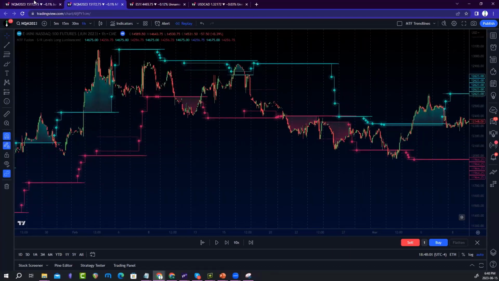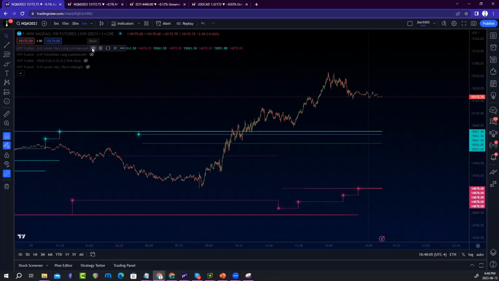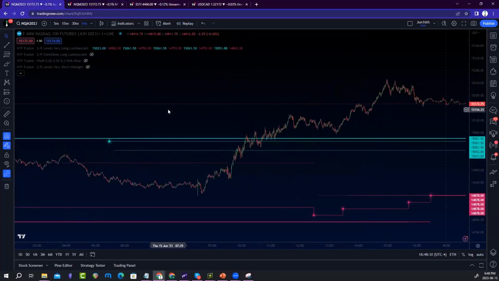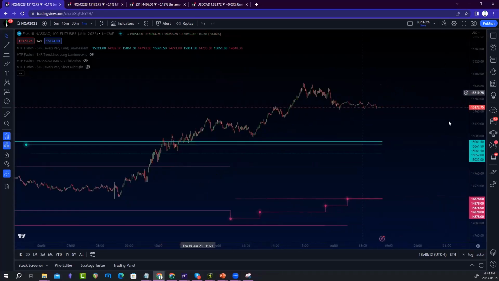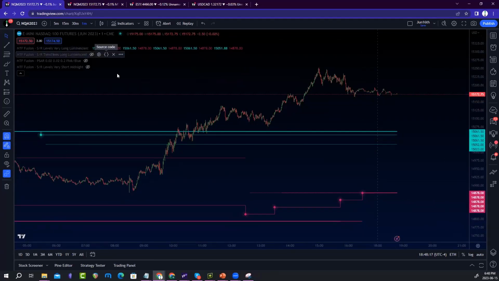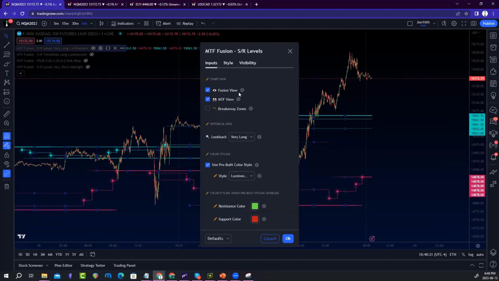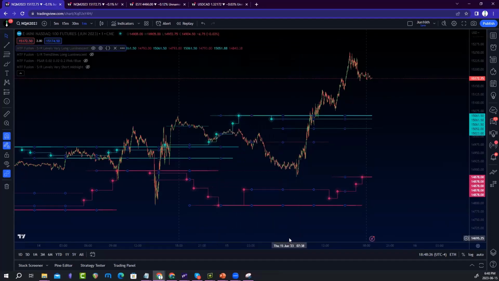So here's another little strategy that I actually like to use in real trades. Now, my favorite one is SR levels, the support and resistance levels, because I like to scalp. I'm here on futures, on NQ on the 1 minute. What I do is I apply one version of the indicator, the one you see right here. The settings are set to Fusion View and MTF View and very long lookback. So this gives me longer term or more confirmed resistance and support levels.